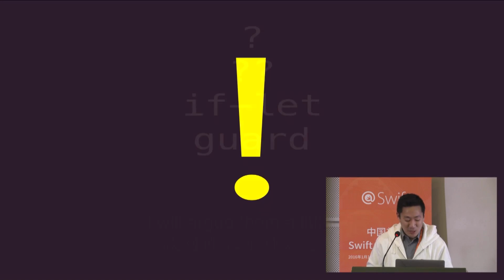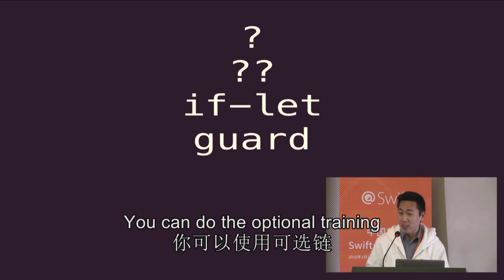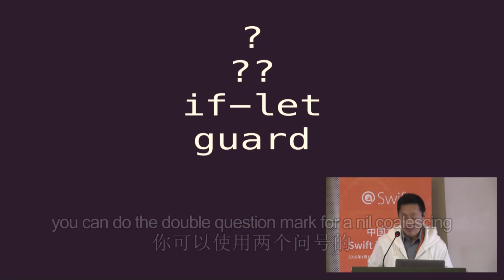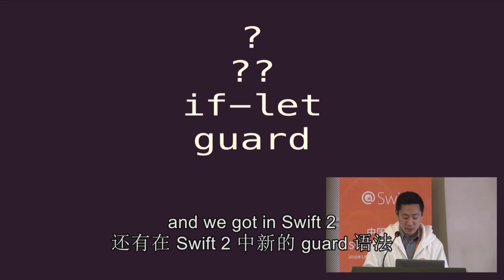I'll give them a little bit. But there are a lot of ways to do it safely. You can do the optional chaining question mark. You can do the double question mark for nil coalescing. There's if-let binding. And then there's the new guard syntax that we got in Swift 2.